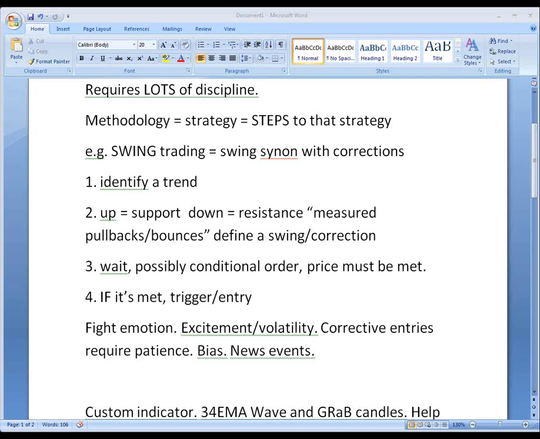Okay, so you'll learn about swing trading, you'll learn about momentum trading, you'll learn about what I call wave reversal, as well as what I call fading, distribution fades. You'll learn about the 34 EMA wave. Okay, you'll learn about grab candles. All right, so a lot of that information's there.